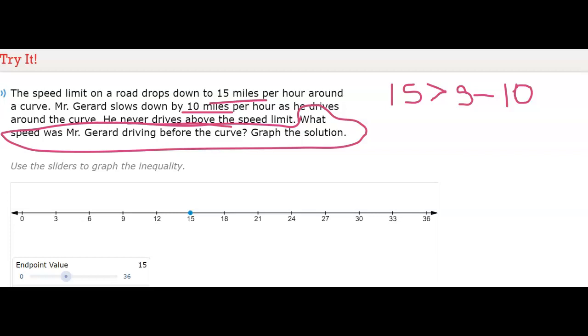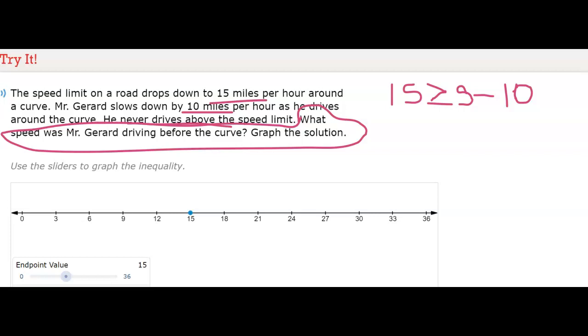So this is how fast, 10 miles per hour, around the curve. And so we're going to have to take away that 10 miles from whatever speed he was driving before the curve. But again, we know that it was not greater than 15, but it could also equal 15, because it says he didn't go over it. That doesn't mean he wasn't driving the speed limit. So he could have been driving 15 miles per hour or less than 15 miles per hour. So we can now use this inequality and solve it.